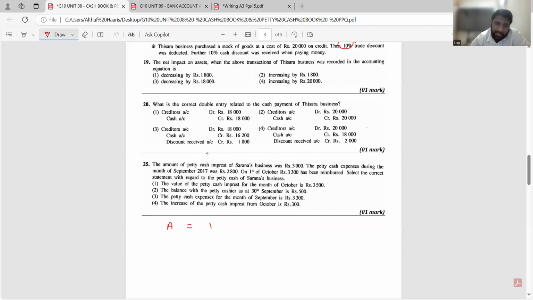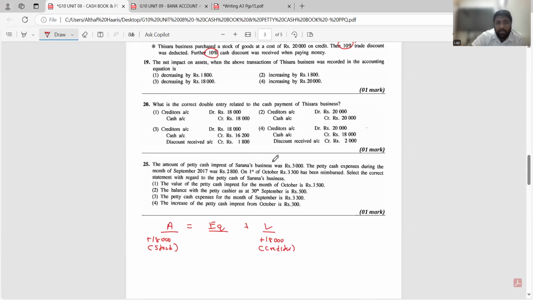So asset equals equity plus liability. Here we are getting a stock of 18,000. And our creditor liability also increases by just 18,000. Because do not forget, again and again I am telling, always we have to write the value after the trade discount, not the cash discount. Cash discounts are income and expenses. Further, 10% cash discount was received when paying money. When we are paying money, what has happened? A 10% cash discount has been received.